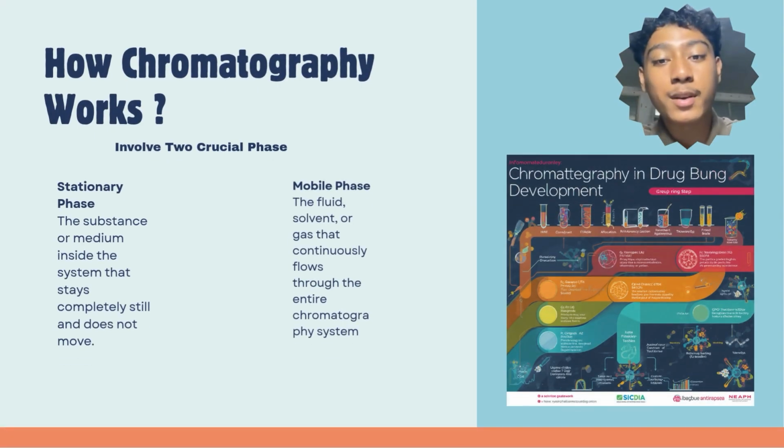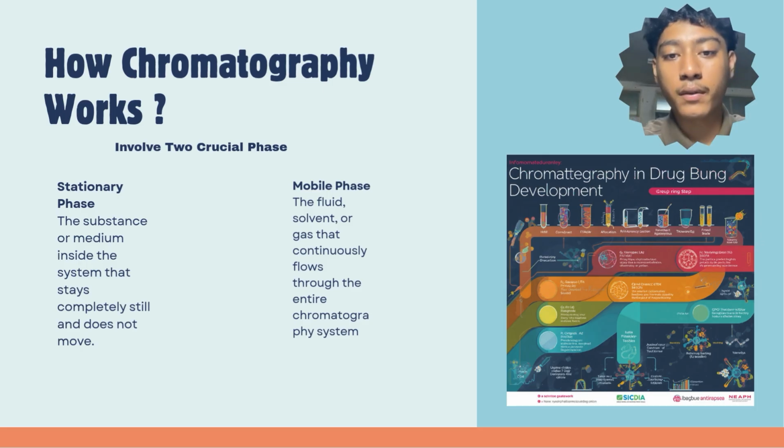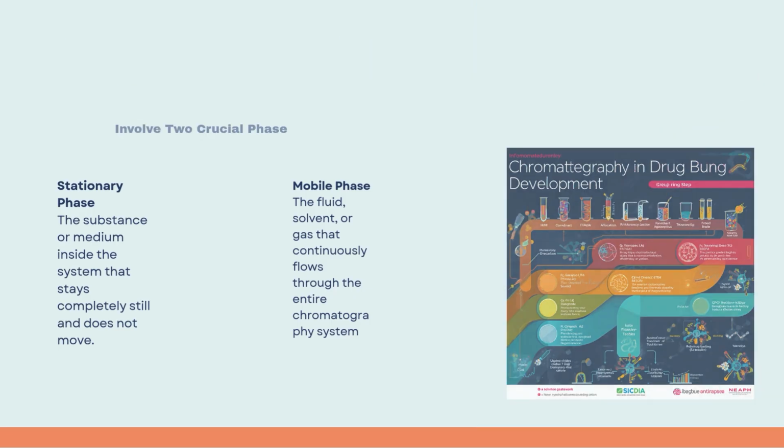Hello guys, my name is Muhammad Irfan and I'm going to explain how chromatography actually works. To understand the separation technique, we first need to look at the two crucial phases that make it possible. The first one is the stationary phase and the other one is the mobile phase. Think of the stationary phase as the anchor of the system. This is the substance, medium or column packing that stays completely still and does not move. The other one is the mobile phase. Running through the stationary medium is the mobile phase. This is the fluid, solvent or gas that continuously flows through the entire chromatography system, acting as the carrier.